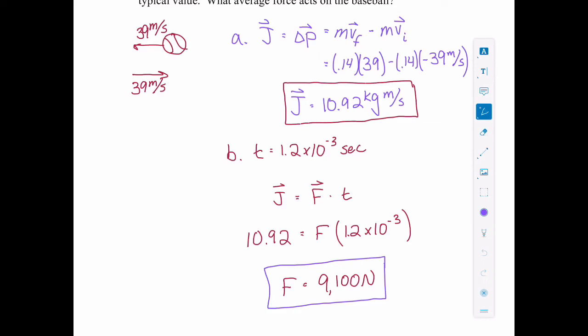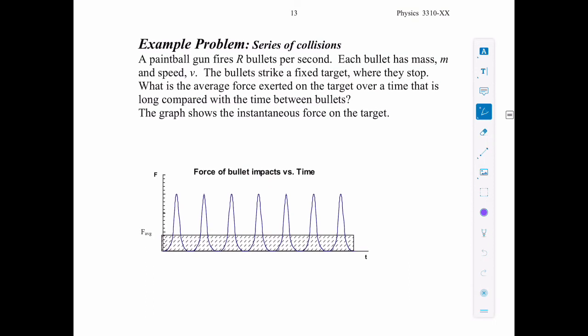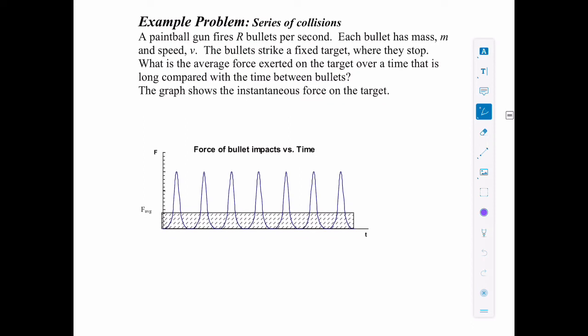All right, last page. Let's do one more. Here, we're going to talk about if we have multiple collisions at once. So not just one, but numerous in a row. We have a paintball gun that is going to fire R paintballs per second. Each has a mass m and speed v. We're just going to keep them m and v. In a real problem, you would have actual numbers and you can plug them in, but for now, we're not going to worry about it.